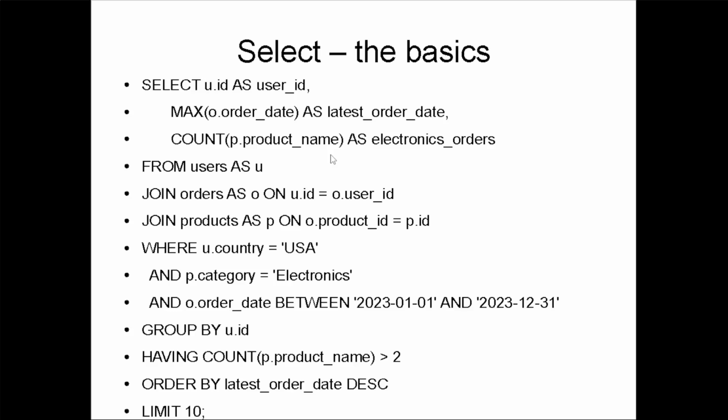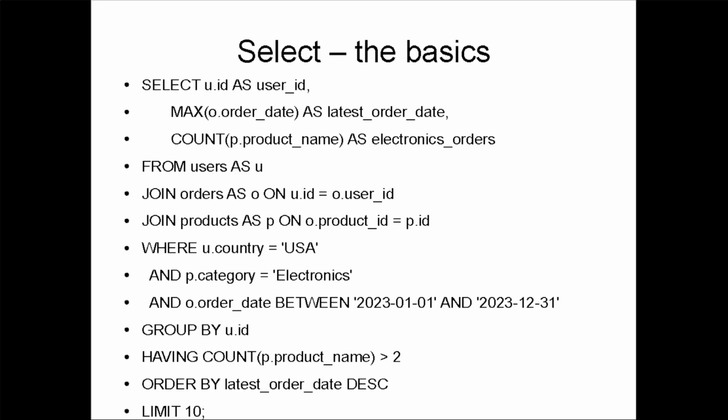Let us take a look at a select example. Select u.id as user_id. Max o.order_date as latest_order_date. Count p.product_name as electronics_orders.